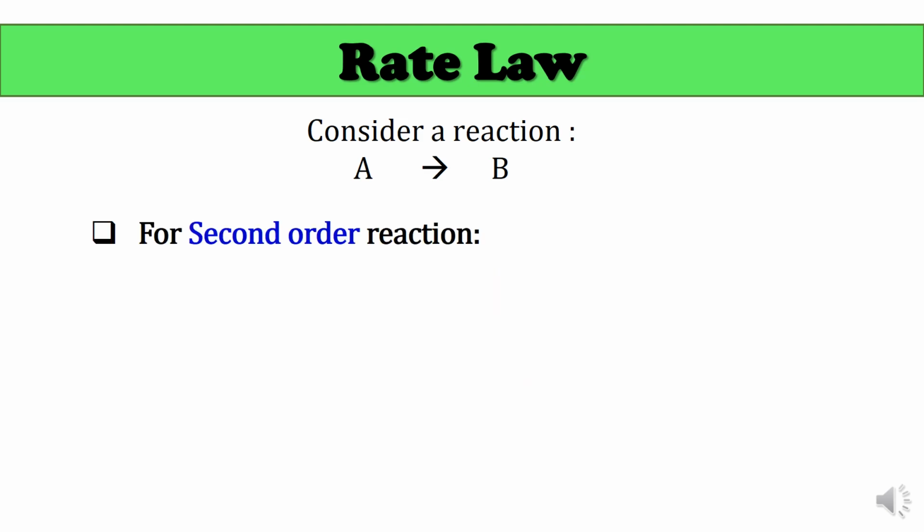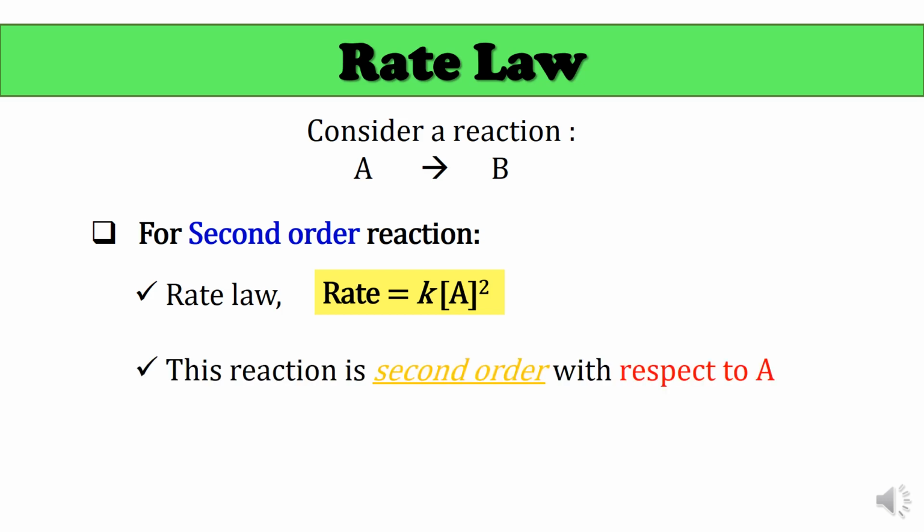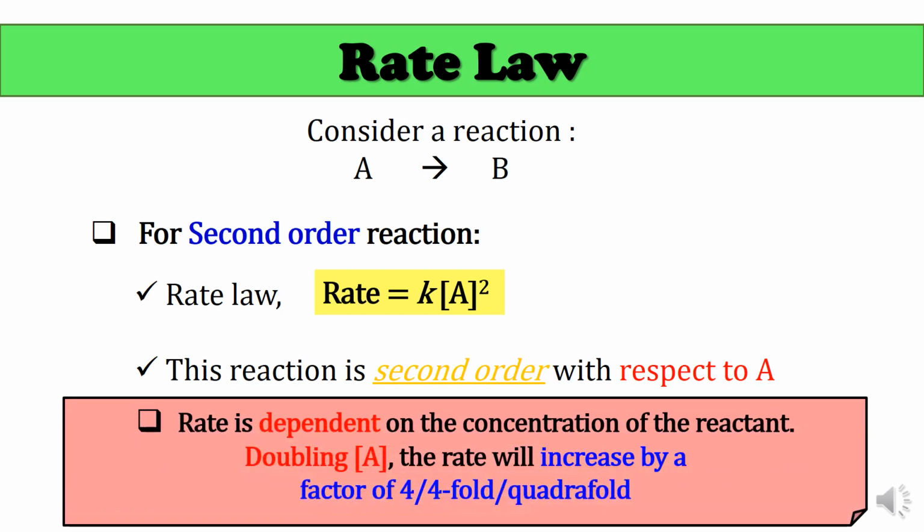For second order reaction, rate law is rate equal to k[A]^2. The power on the concentration of A is 2 because it is a second order reaction. So we say this reaction is second order with respect to A. Second order reaction means rate depends on the concentration of reactant. Double the concentration of reactant, the rate will increase by a factor of 4.